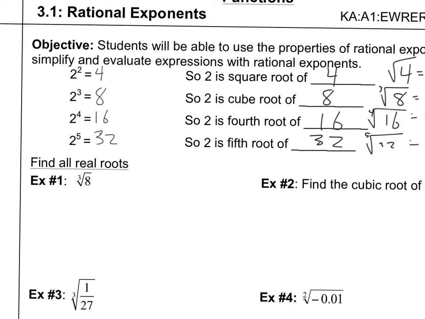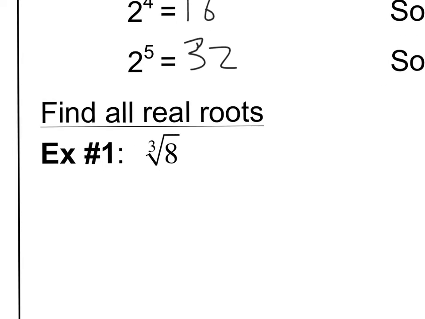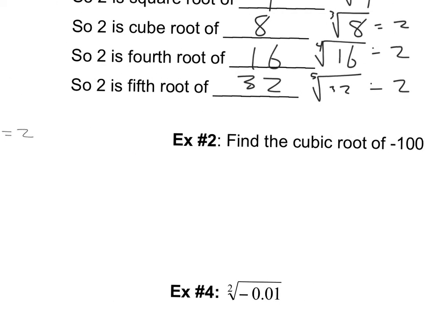The 3rd root of 8 is essentially saying what times itself 3 times equals 8. Well, we know that 2 cubed is the same thing as 8. So if I put 2 cubed in there in place of 8, and I'm asking for the cube root, these two things are opposite of each other, and it would just equal 2. You can say the cube root and the cube cancel each other out, so the answer is just 2.